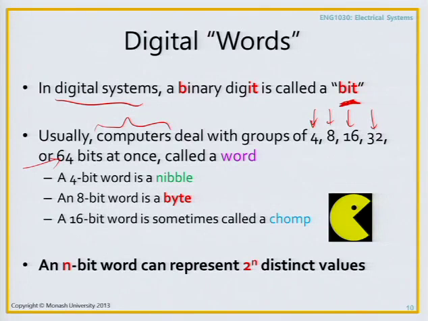Usually, instead of saying this is a 4-bit word, or an 8-bit word, or a 16-bit word, we have specific terms for these. A 4-bit word is often called a nibble. Why is that? Because it's half of a byte. And if you take a really big byte, you might call it a chomp. Okay?